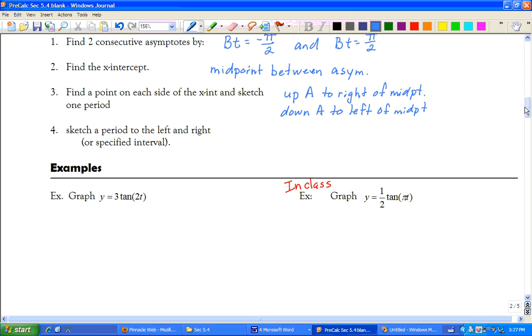So we want to graph y is equal to 3 times the tangent of 2t. So let's identify that A is equal to 3, so that's going to be a vertical stretch. And then we have B is equal to 2. So what's going to happen there is we're going to decrease our period by a half. But let's go through the steps. So step number 1, we're going to find our new asymptotes. So our B value is 2, so we're going to have 2t is equal to negative pi over 2. Divide both sides by 2, and you're going to get t is equal to negative pi over 4.